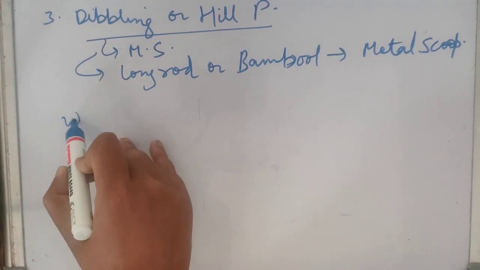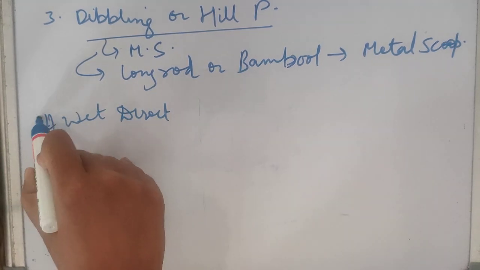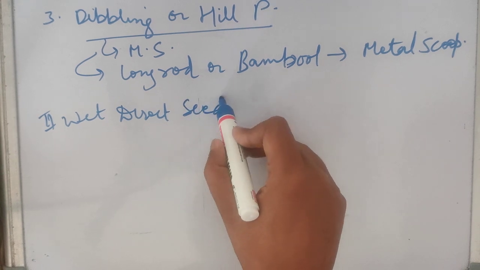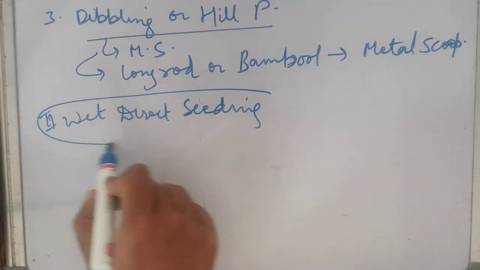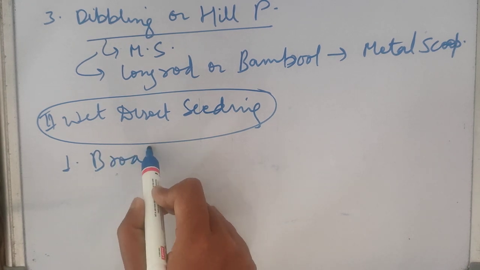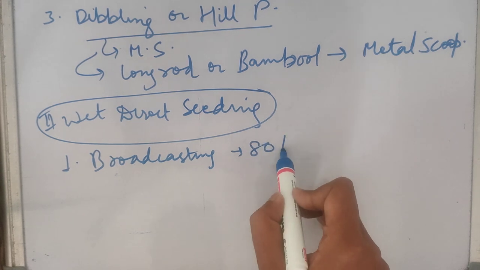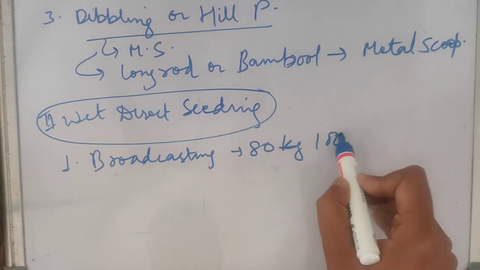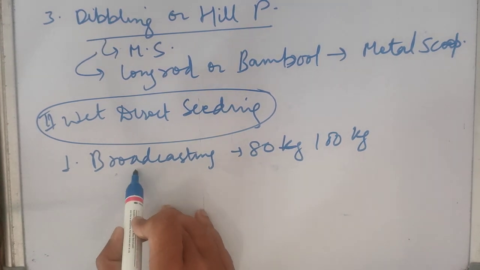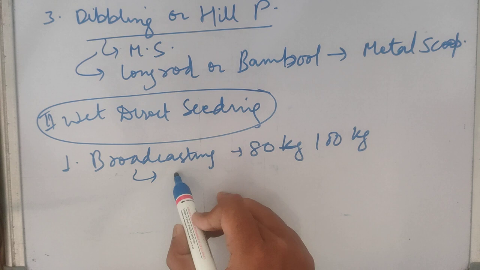Now moving on to wet direct seeding. The second process of direct seeding is wet direct seeding. Here the seed bed is wet. First of all, here we also do the same, that is broadcasting. It requires 80 to 100 kg of seeds per hectare. The seeds are used in recently drained or well puddled seed beds.